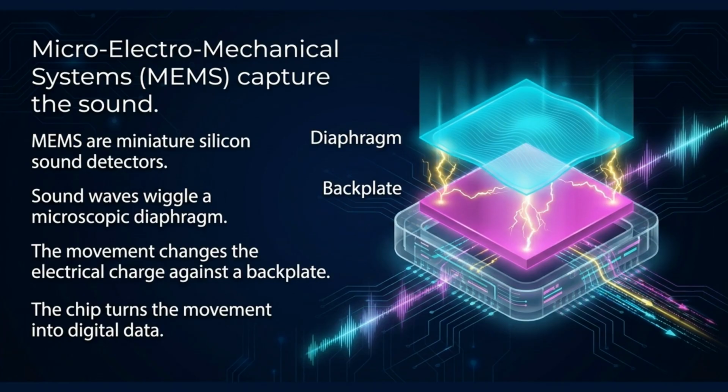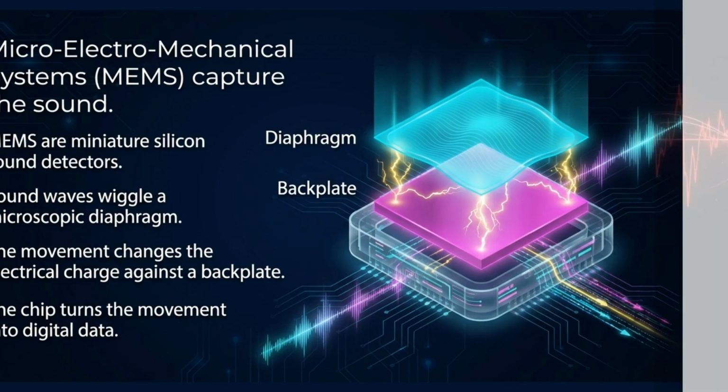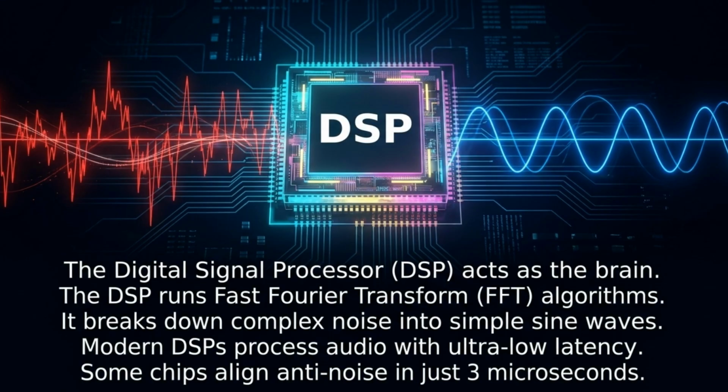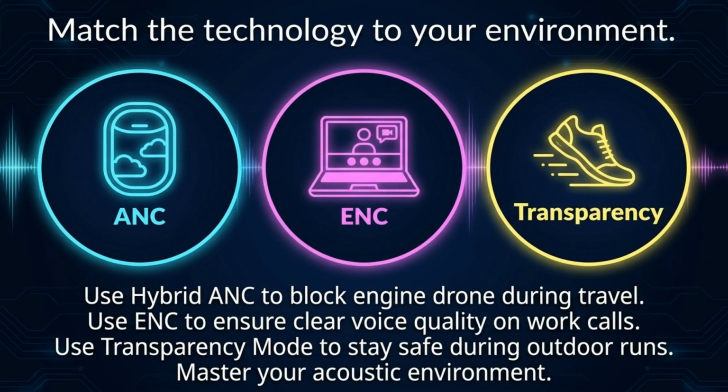At the hardware level, micro-electromechanical systems, or MEMS, capture the sound. These miniature silicon sensors convert physical vibrations of a diaphragm into digital data. The digital signal processor acts as the brain. Using fast Fourier transform algorithms, it breaks down complex noise into simple waves, allowing modern chips to align anti-noise in just microseconds.